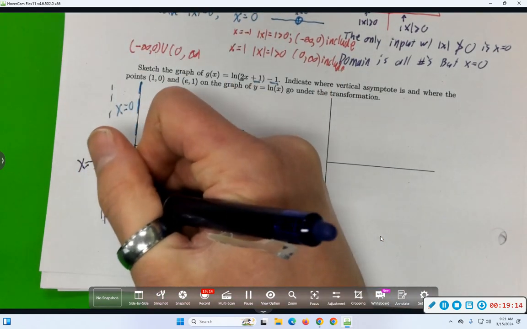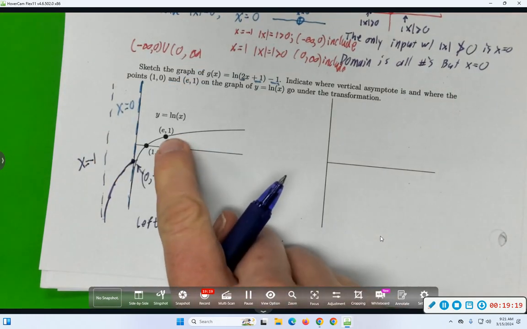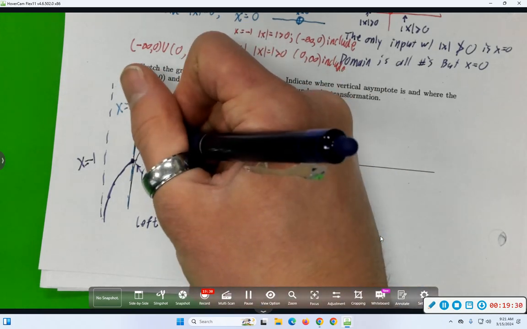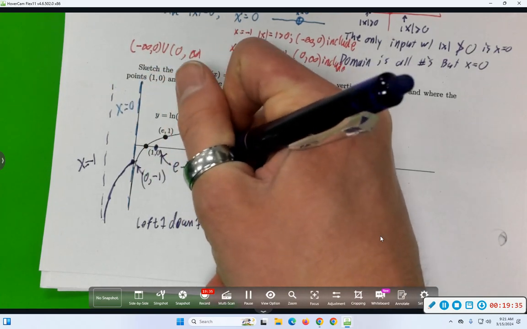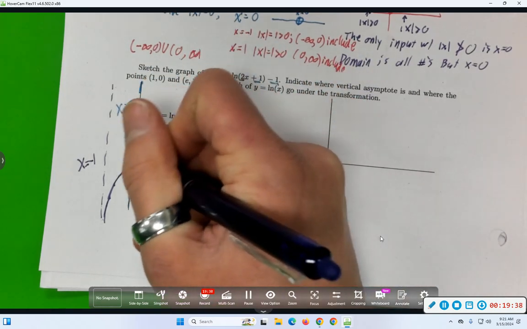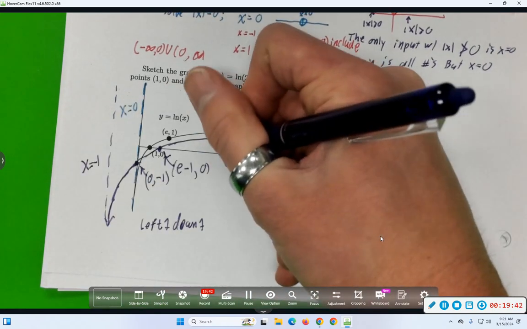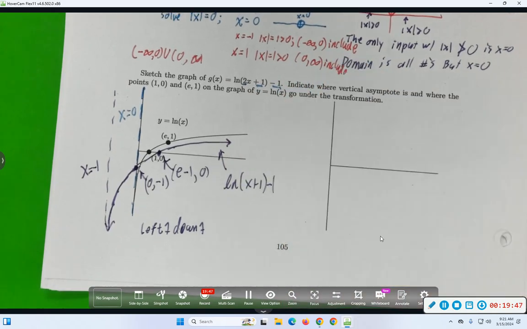Nice. So I'm going to see this vertical asymptote. It's going to come along and get to that point. E comma 1, when I go left 1, down 1, will be, I guess, E minus 1, comma 0. E minus 1 being like 1.7-ish, I guess. All right, cool. So that is ln of x plus 1 minus 1.